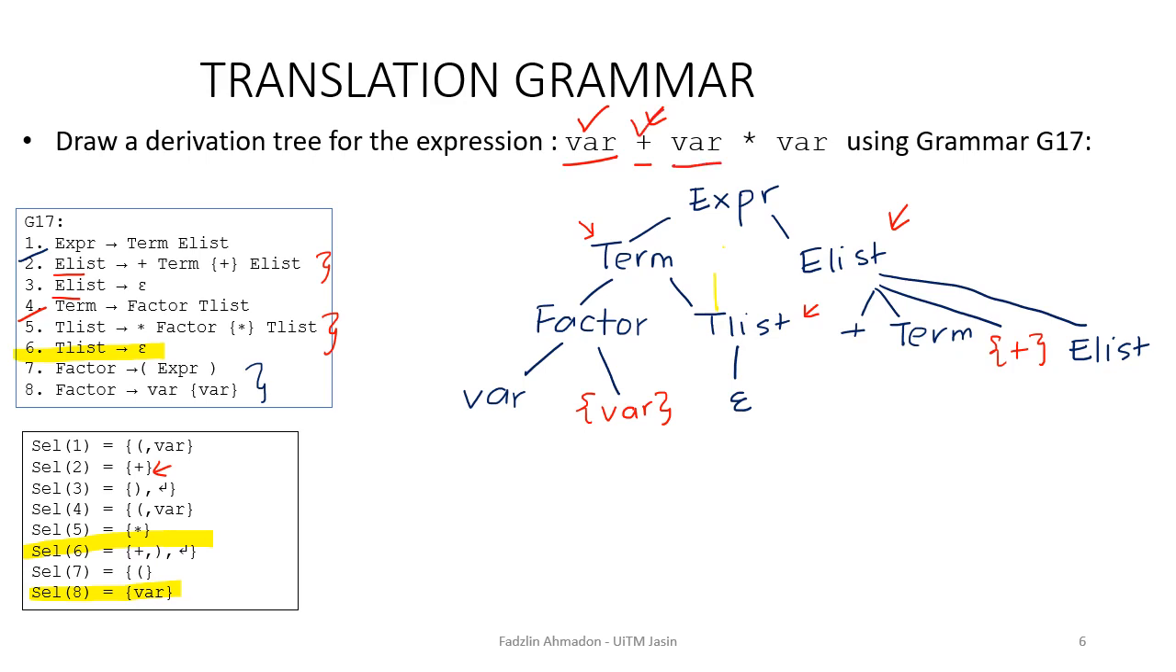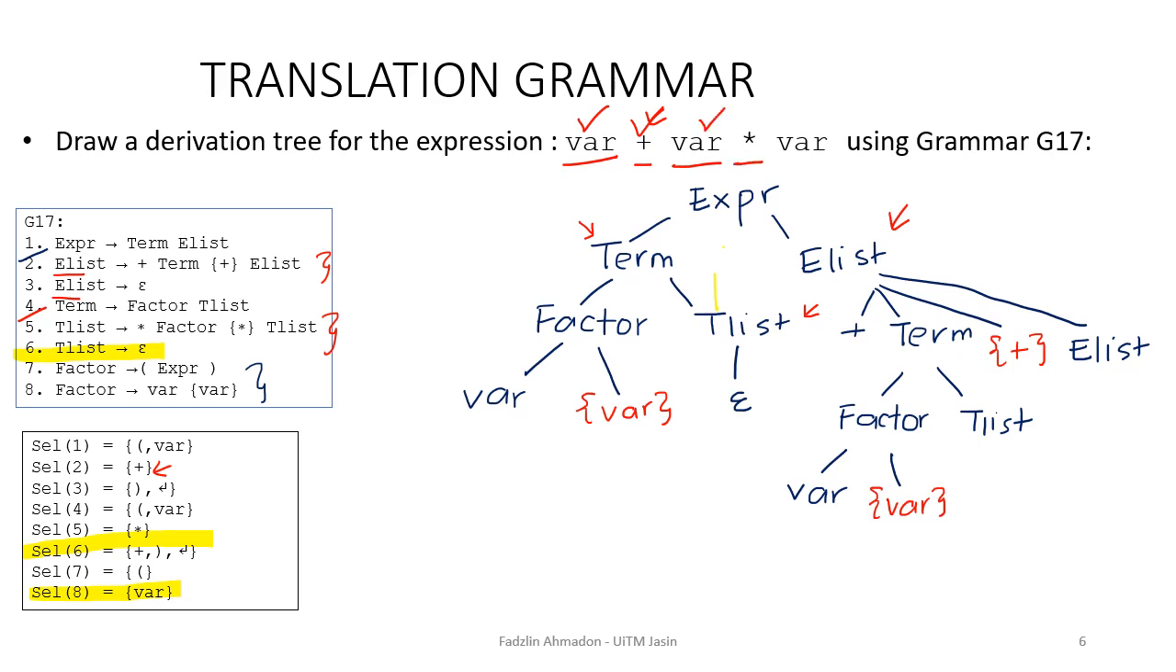Next, we move to var, and we write it under term, and since there is only one rule derived from the non-terminal term, I'm just going to directly write rule number 4, term derived to factor and tlist. And then again, I will be applying rule number 8 here, because we are writing var. Okay, so this is done.